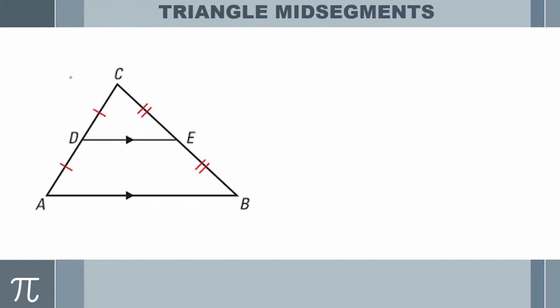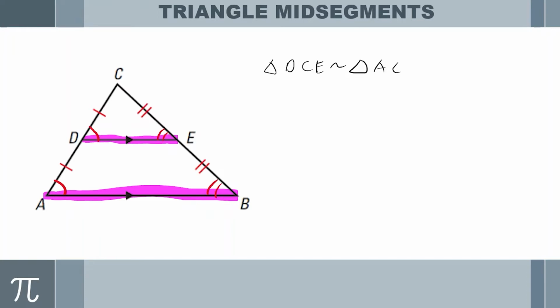So with a triangle midsegment, in case you forget, a midsegment joins two sides through the midpoint of each side, and that is parallel to the third side. Now, because it's parallel to the third side, we get congruent corresponding angles. Now, because we've got two triangles, we've got the small triangle DCE and we've got the large triangle ACB. Those two triangles end up being similar by angle-angle. So we can write that down. Write that triangle DCE is similar to triangle ACB by angle-angle similarity.